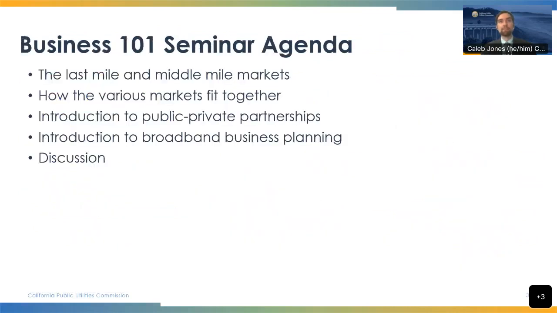This slide shows the agenda. The first part of this series is about the market itself. We'll be talking about the structure of the market, both in the last mile and the middle mile. How do they fit together? How should communities understand last mile and middle mile projects, both as consumers and potentially as service providers?